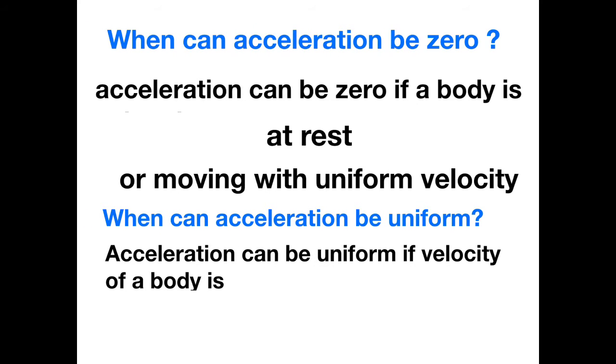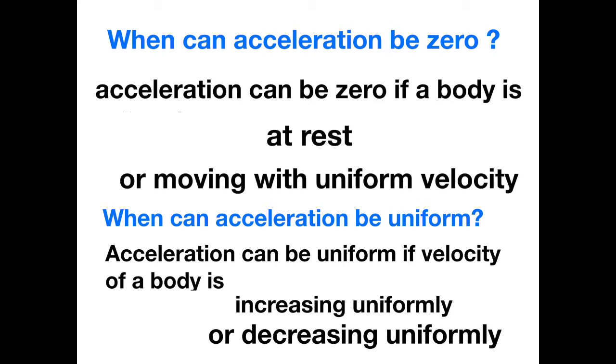Acceleration can be uniform if the velocity of a body is increasing uniformly or decreasing uniformly. If the velocity is increasing uniformly, that means in each second the amount of increase in velocity is the same, or the same happens in a decrease. Then we can say that acceleration is uniform. You can also say acceleration is constant.